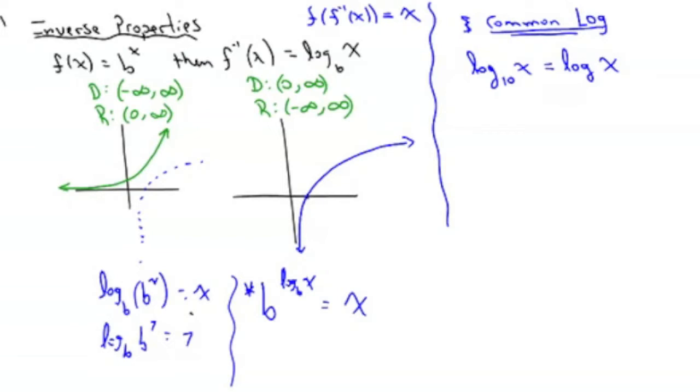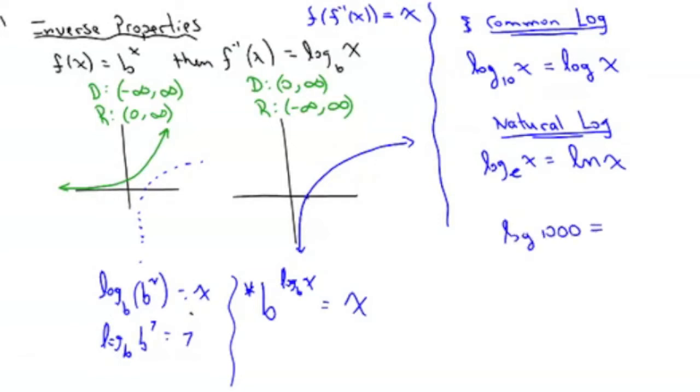Well, 1. And the other one is natural log. And the natural log is log base e of x. And on your calculator, it is ln of x. So if you see log of 1,000, what's the answer? Don't type it in your calculator. Use your brain. 10 to the what power gives you 1,000? 10 to the 10th power? No, 100. Yeah, now I'm really worried. 10 times 10 times 10 is 1,000. That's 10 cubed.